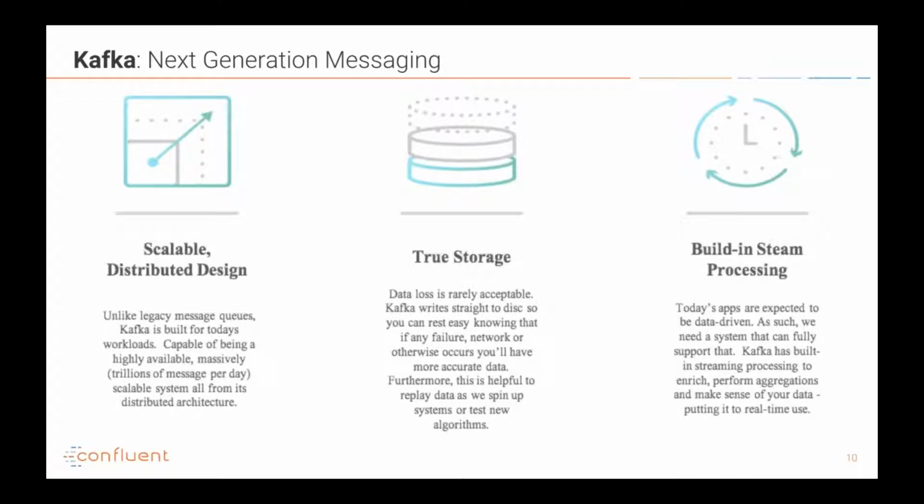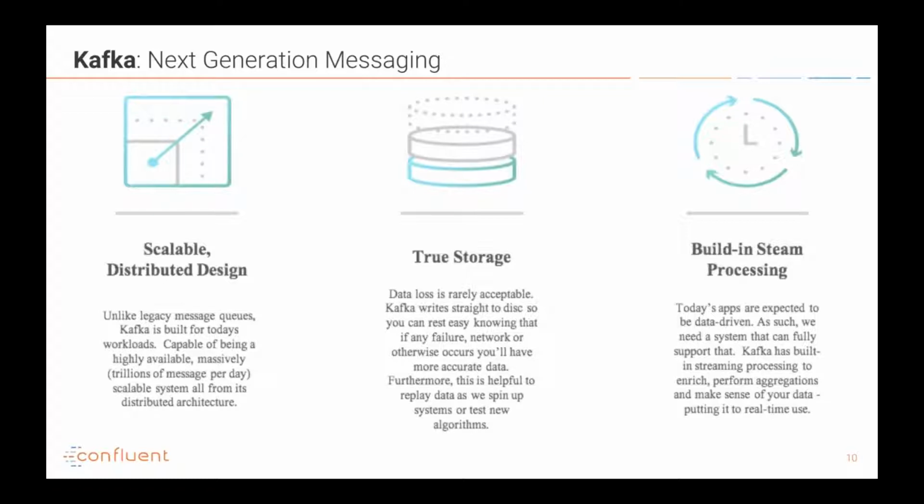It has a few key differentiators that we consider requirements for a streaming platform, and the first being scalability. So Kafka is a distributed system. So it's built to be highly available, horizontally scalable, and it can meet the demands of any organization. So we have some of the largest companies in the world that run their business on Kafka.